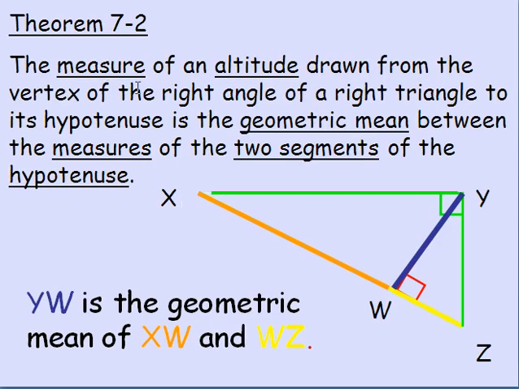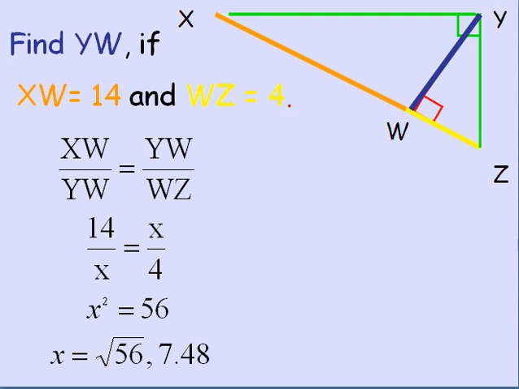Theorem 7.2: the measure of an altitude drawn from the vertex of the right angle of a right triangle to its hypotenuse is the geometric mean between the measures of the two segments of the hypotenuse. So in this picture here, the YW altitude can be found by taking the geometric mean of this XW segment and WZ segment. See how that works in this example.